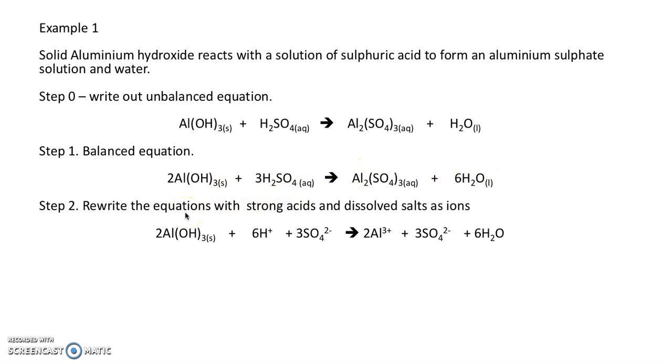Your equation should look like this once you've written everything that requires to be ions as ions. So you'll notice that the coefficients are appropriate for the number of that atom in the molecule. So we have 6 hydrogen ions because we have 3 molecules of sulfuric acid, and each molecule of sulfuric acid produces 2 hydrogen ions. The same goes for all of these.